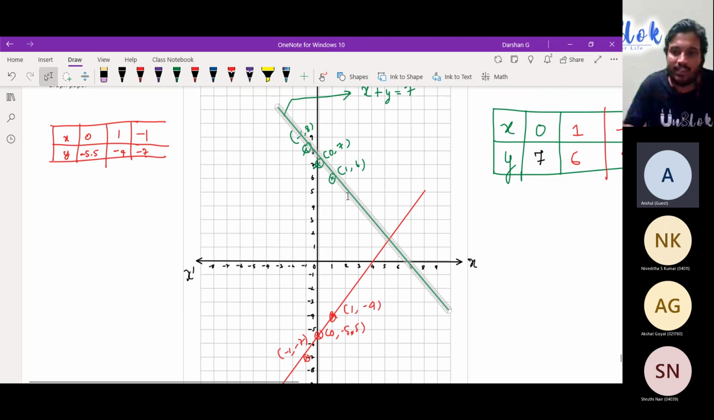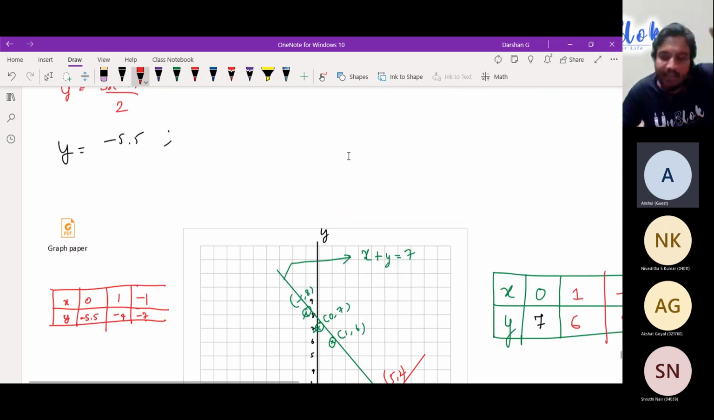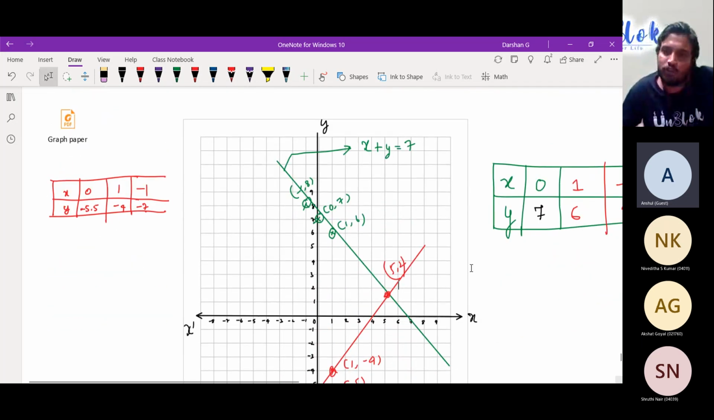Again, I have drawn it slightly wrong, but anyway, you got the point, right? It should meet somewhere at (5, 2), and that point should match exactly. Once everything is done, the next thing you have to concentrate on is writing the scale. If you don't write the scale, you're going to lose marks.